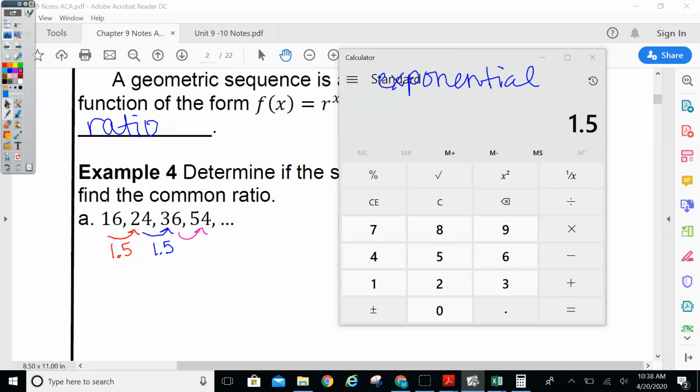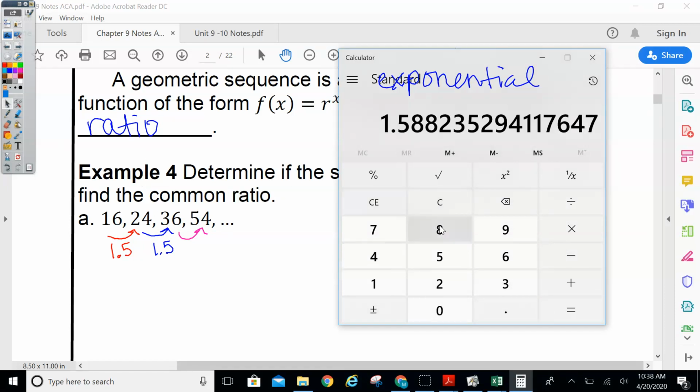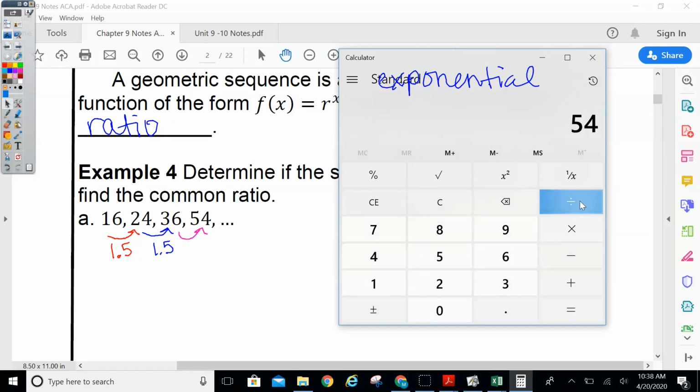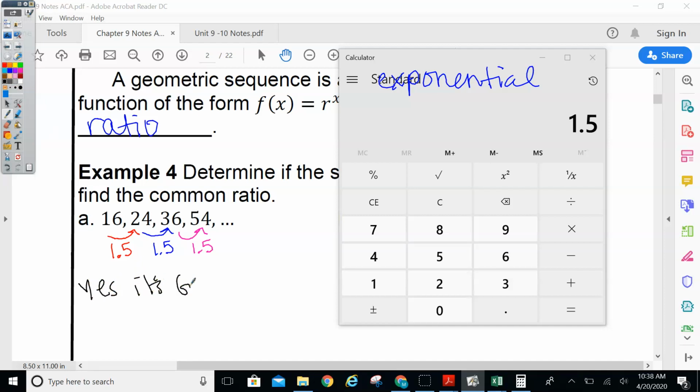So 54 divided by 36 is, oh, did I do that right? 54 divided by 36 is 1.5. So since they're all 1.5, we say yes, it's geometric. And the common ratio is 1.5. R equals 1.5.